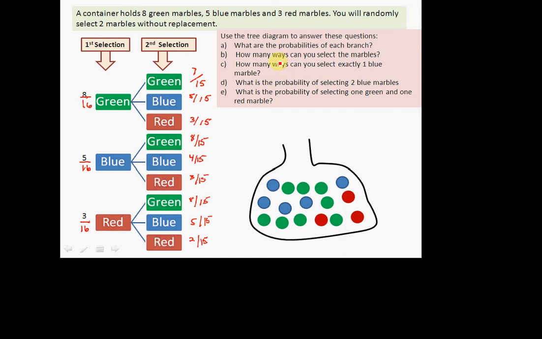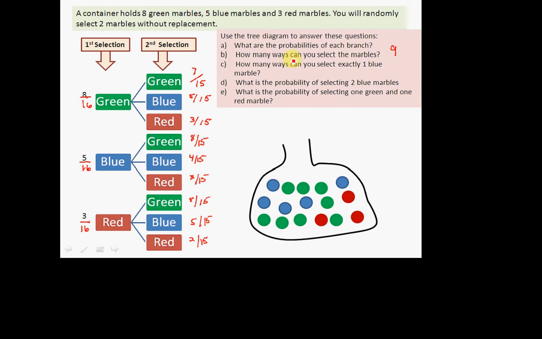Now let's take a look at how many ways we can select the marbles. So we did that first part. Now we see how many ways we can select the marbles. Well, if we take a look at our first selection, we could pick a green and a green. That's 1. We could pick a green and a blue. That's 2. We could pick a green and a red. That's 3, right? A blue and a green. That's 4. Blue and a blue. 5, 6, 7, 8, 9. So how many ways can we select the marbles? Well, we can select them 9 different ways.